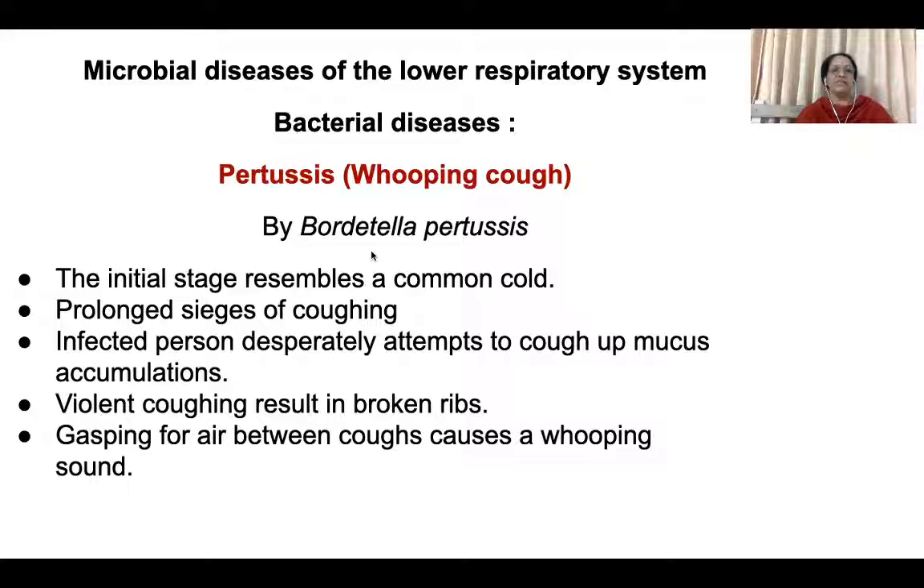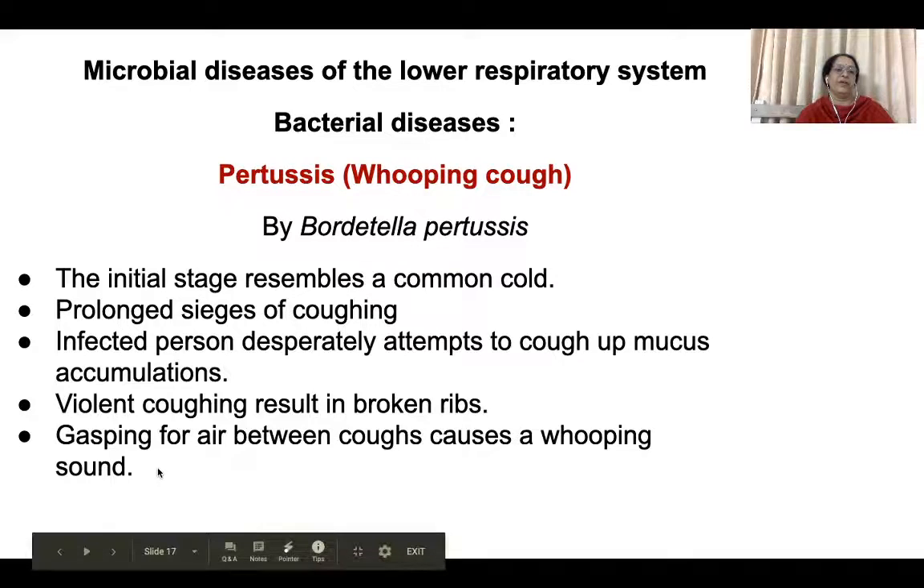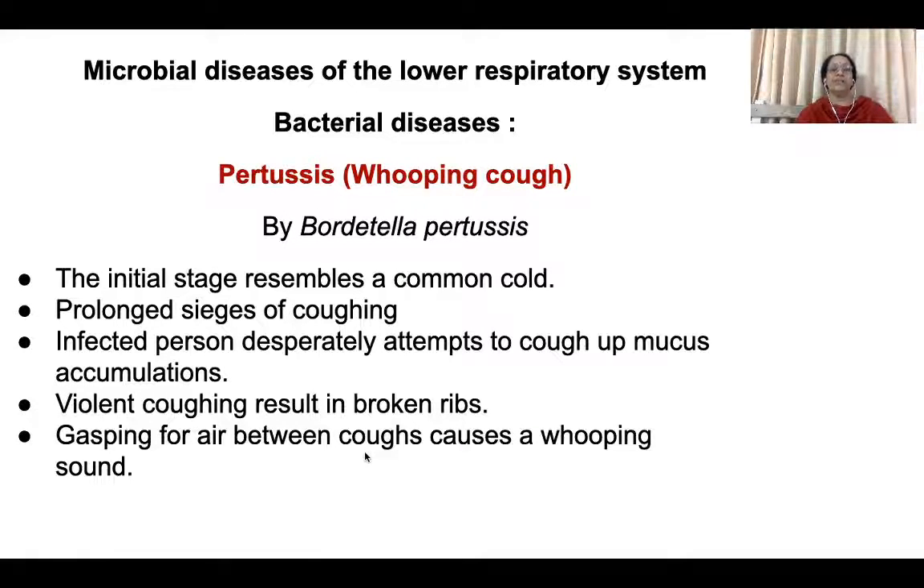In the initial stage, the symptoms produced by this organism resemble a common cold. There are prolonged seizures of coughing, and the infected person desperately attempts to cough up mucus accumulations. This results in violent coughing and also in broken ribs. Especially in children, broken ribs are a characteristic symptom of whooping cough. There is a gasping for air between coughs which causes a typical whooping sound, and so the name given to the disease is whooping cough.